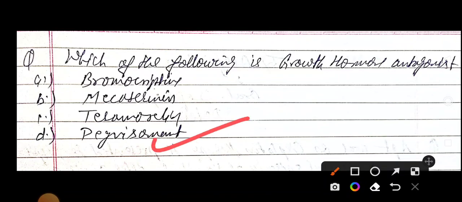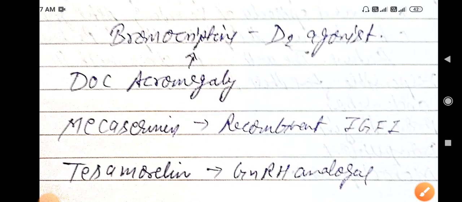Okay, what is bromocriptine? Bromocriptine is a D2 agonist, and this is a drug of choice for acromegaly. And mecasermin is a recombinant IGF-1, and tesamorelin is a GHRH analog. For future questions, remember this is a GHRH analog, mecasermin is a recombinant IGF-1, and bromocriptine is a D2 agonist. So in future if you receive such a question, I already explained it here.